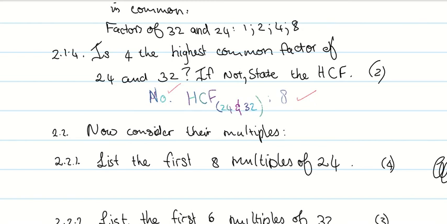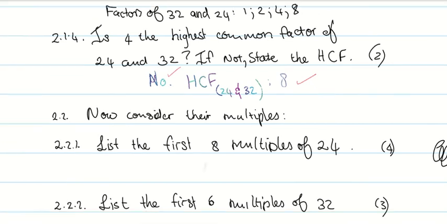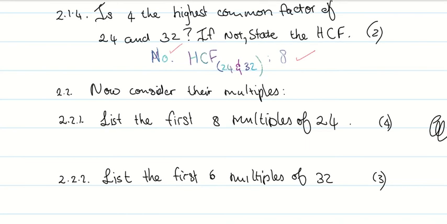now consider the multiples. List the first 8 multiples of 24. Okay, so I'm going to say multiples of 24. And then my multiples of 24 is going to be, the first one is going to be 24. Then I add another 24. Raise your hand if you know the answer. Well done, he says 48. And then if I add another 24, 72, I want to agree with him.